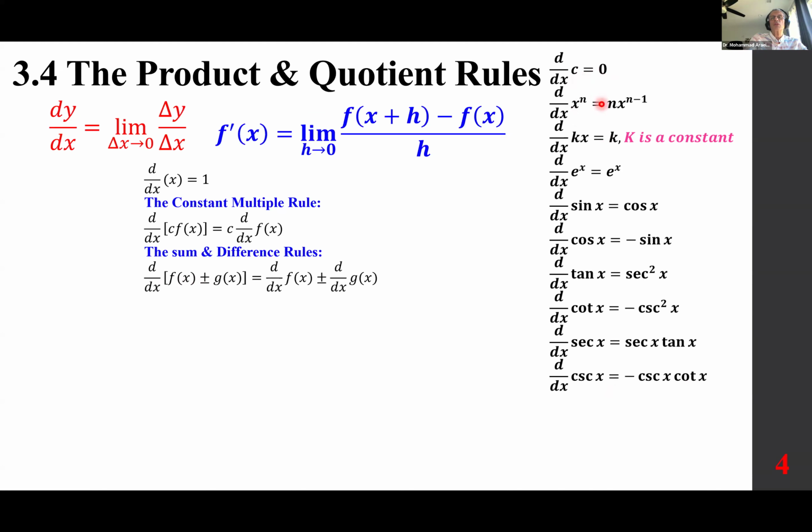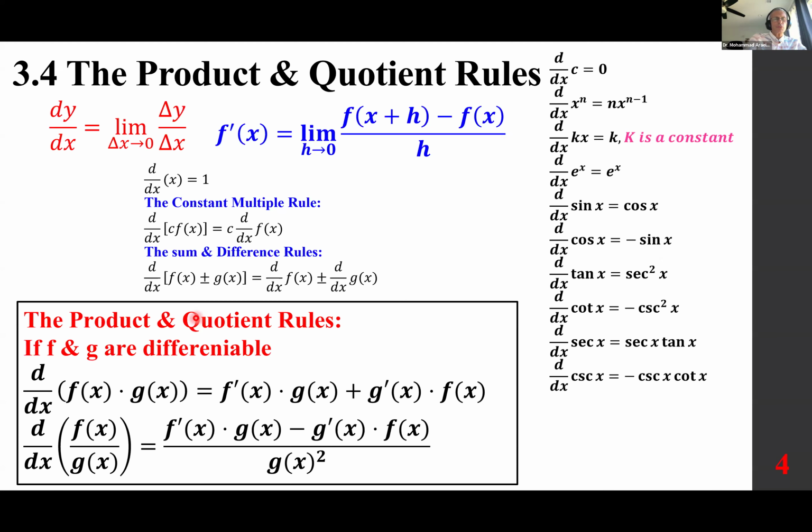Power rule, the derivative of x to the power of n is n x to the power of n minus 1. The derivative of k times x is k, where k is a number, a constant. The derivative of e to the power of x is itself. Sine is cosine, cosine is negative sine. And we will look at this furthermore today. The derivative of tan is secant squared. Cotangent is negative cosecant squared. The derivative of secant is secant x tangent x. The derivative of cosecant x is minus cosecant x cotangent x.